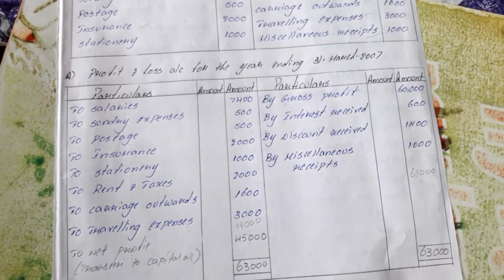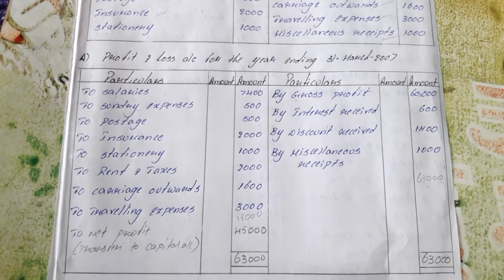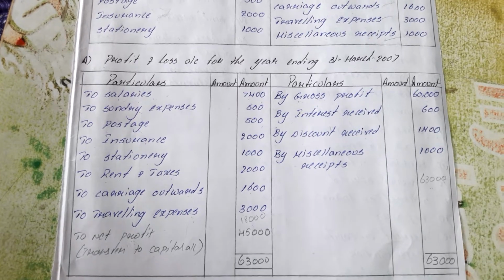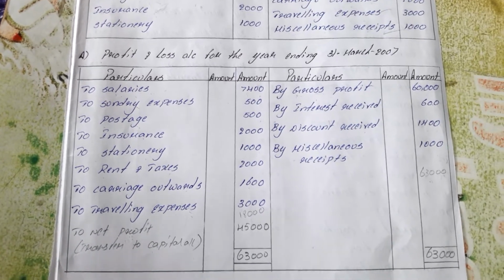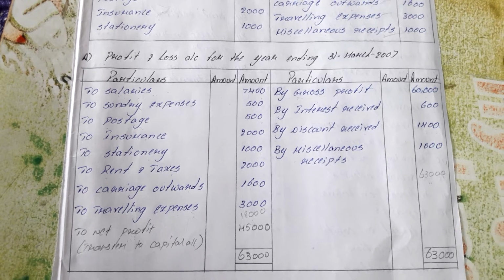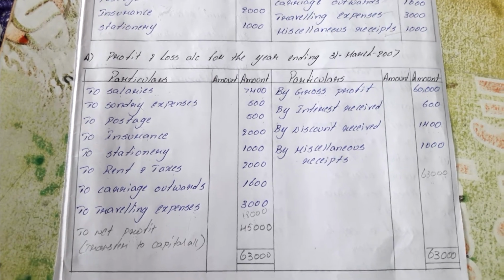So this is how we will do a profit and loss account. This is the end of your stage 2, and in the next video we will talk about the balance sheet, which is the third part of your final accounts.